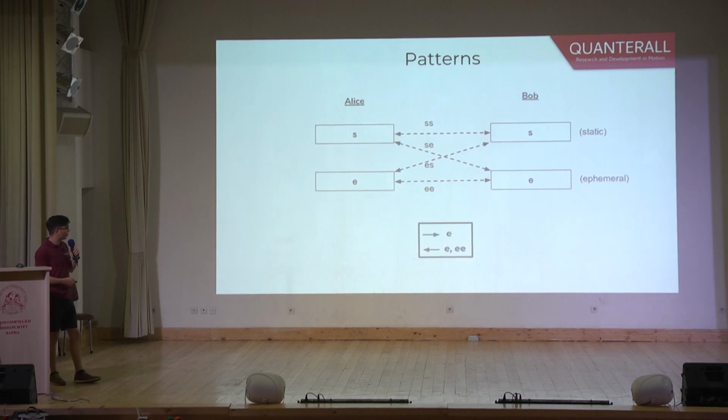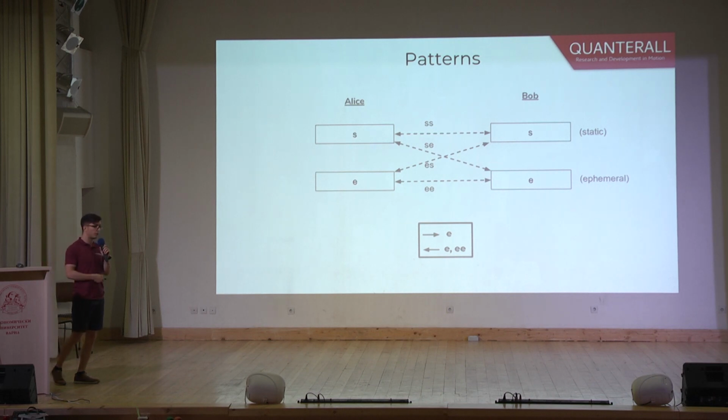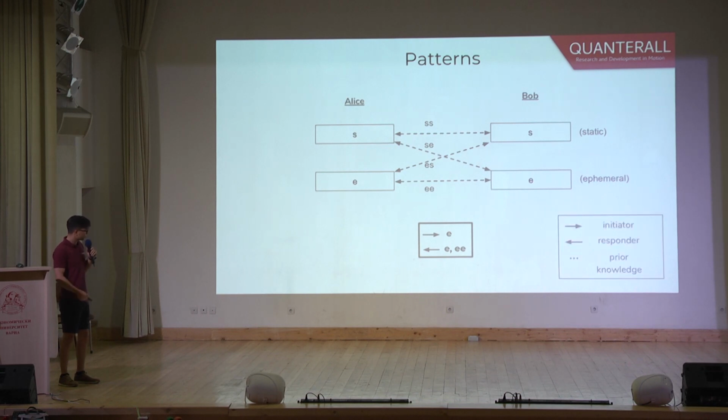Now I'm going to show a few examples of the language that Noise uses. To make it more understandable, the right pointing arrow is going to represent the initiator, the left is going to represent the responder, and the 3 dots are going to represent prior knowledge, which we're going to see in the next slide. So in this case, we have an unauthenticated key exchange. Alice is sending her ephemeral key to Bob, and Bob is sending his ephemeral key, doing an EEDH. So they establish a shared secret key without authenticating each other.